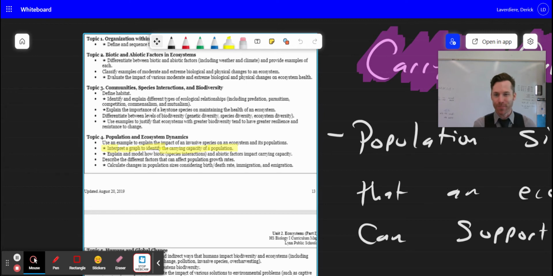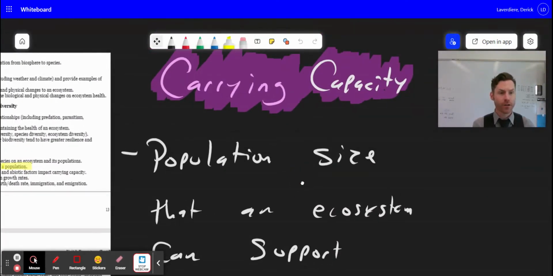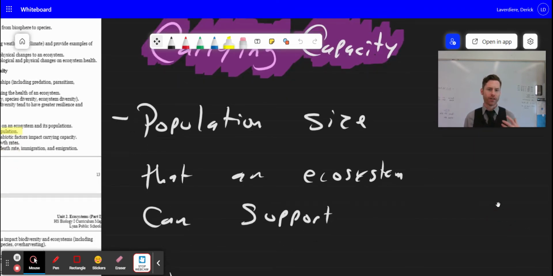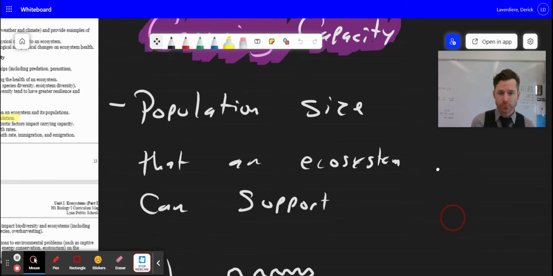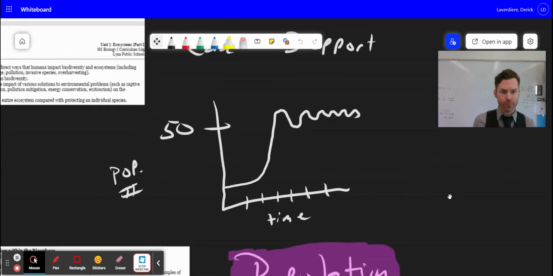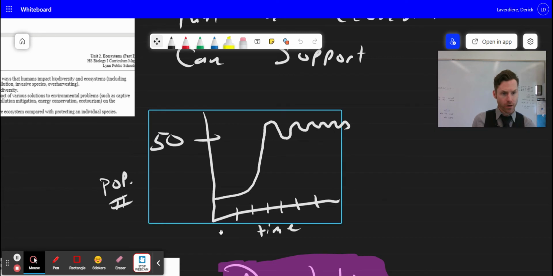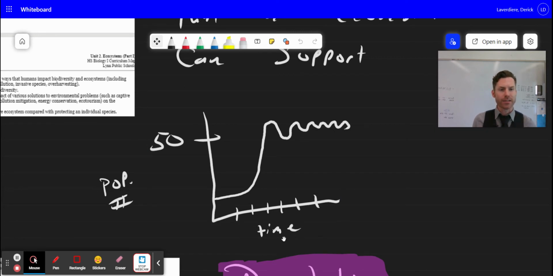Next bullet point says interpret a graph to identify the carrying capacity of a population. So once again, we have to start by defining the term. We're looking at carrying capacity, and that is the population size that an ecosystem can support. And so if an ecosystem can hold 50 wolves, the carrying capacity for wolves is 50 wolves. All right, pretty straightforward. And when we're looking at the graph, right, we are looking at the population number on my y-axis. My x-axis has time passed, and I've marked off 50 as my value.